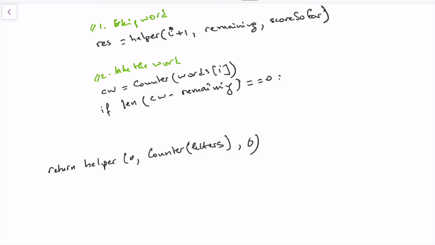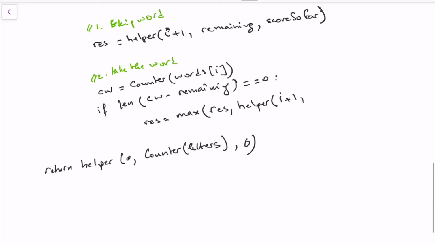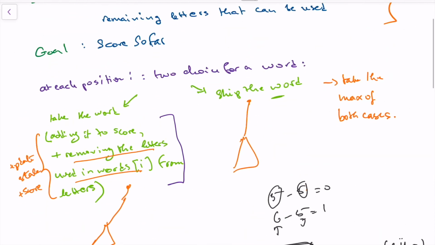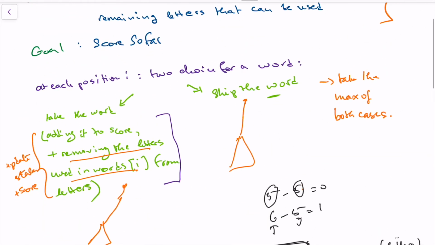So if the length is 0, that means all the letters in word are in the remaining letters, so we can take the word. And so taking the word means considering it, and since we want to take the max of both, of the skip and the take, we want to do the max with res and with this recursion step where we need to go to the next word, right? And then we need to do what we said here in the choice, which is removing the letters.